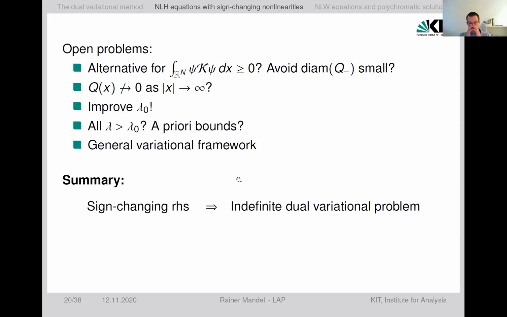Okay, what you should keep in mind from these slides is that when you have a sign-changing right-hand side in your elliptic problem, then once you pass to the dual variational formulation, you get an indefinite problem. And actually, there's also the arrow back. But anyway, that should be the summary of this second part of my presentation.